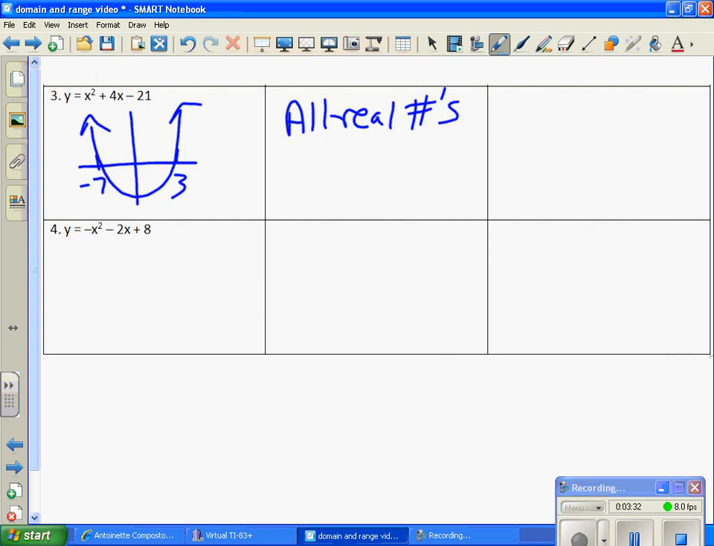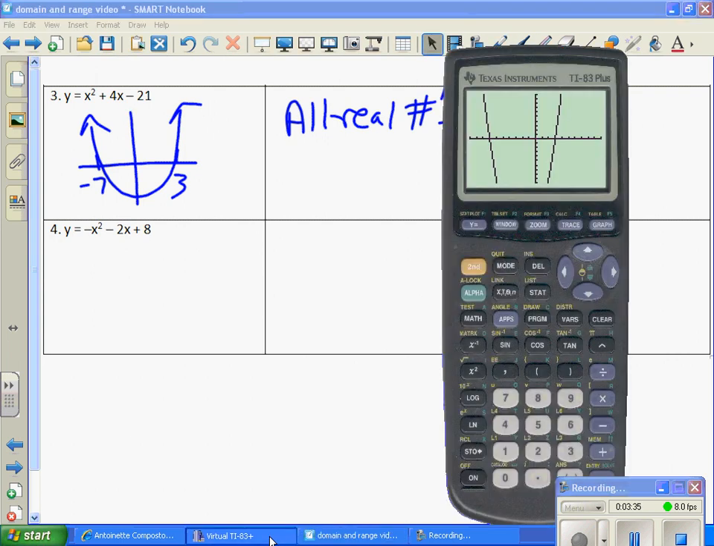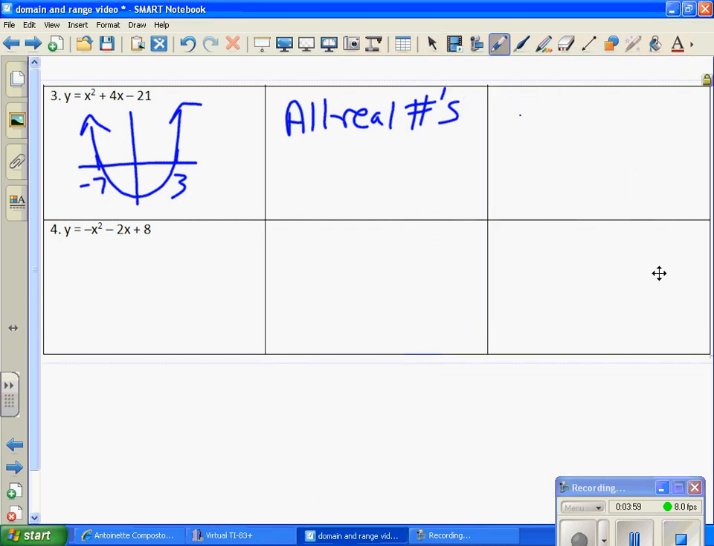My range, I'm going to have to look at my graph. Let's look at our table. Maybe it'll help us. Our lowest point there is -25. So when I look, my range, the lowest point is -25, and it's using everything above that. So all values greater than or equal to -25.